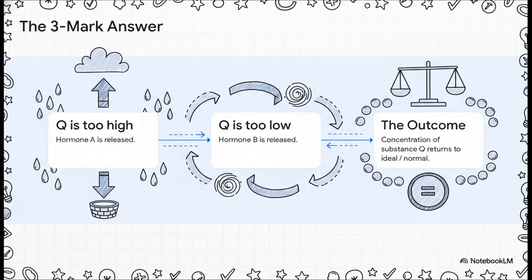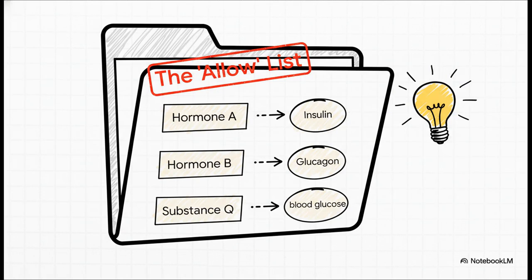So, how do you bag those 3 marks? Well, here it is, the perfect answer, word for word from the mark scheme. First, you say that if substance Q is too high, hormone A is released. Simple enough. Second, you say if substance Q gets too low, hormone B is released. And for the final point, you just wrap it up. These hormones bring the concentration of substance Q right back to that ideal, normal level. Boom, 3 marks.